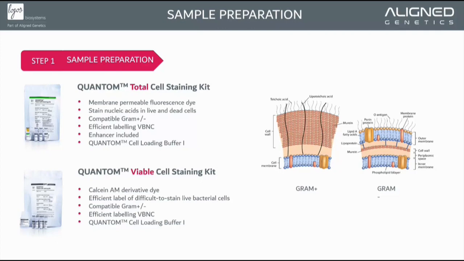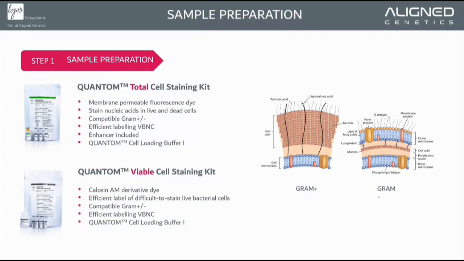The first one is the QUANTOM Total Cell Staining Kit. It's a proprietary dye with a high signal-to-noise ratio, which is much better than acridine orange or SYTO 9, which is well known when using flow cytometry. Our kit includes an enhancer and a specific buffer, a loading buffer, because we'll load the sample into the counting slides, and you want to make sure the repartition is homogeneous inside the counting chamber.